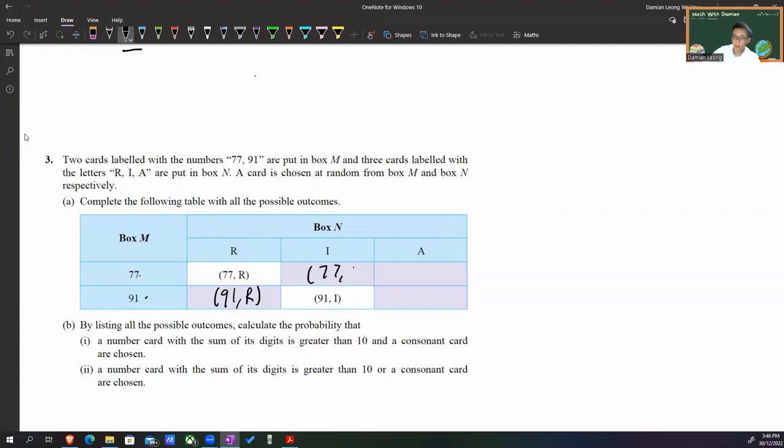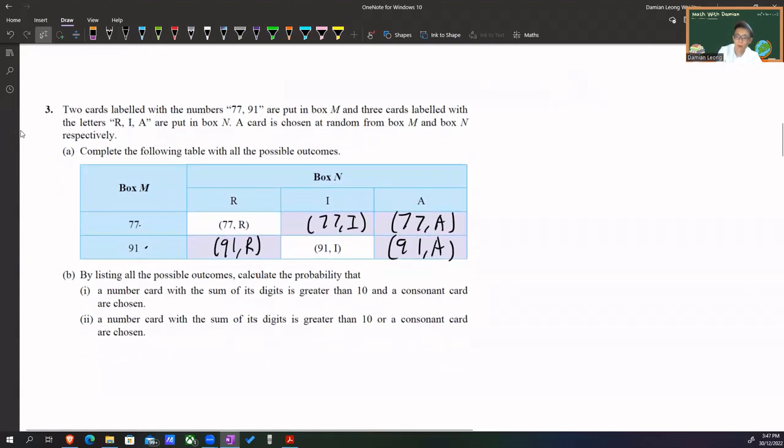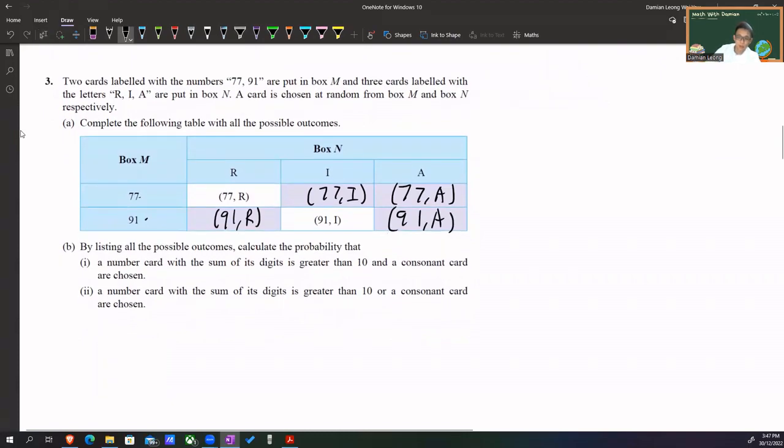Here will be 77I, 77A, 91A. Just like that. So by listing all the possible outcomes, I want to calculate the probability that, first one, a number card with the sum of digits greater than 10 and a consonant card are chosen. So it must be both conditions fulfilled.